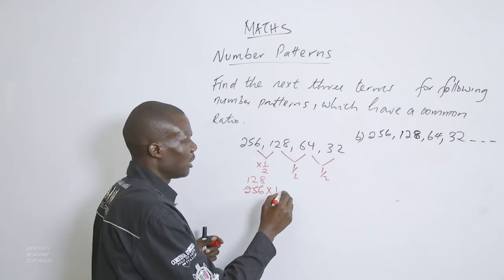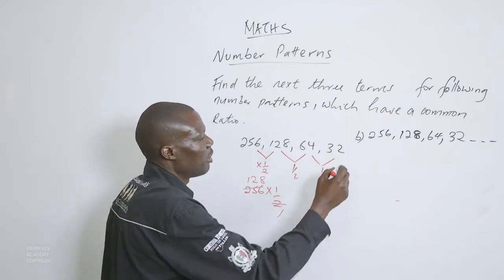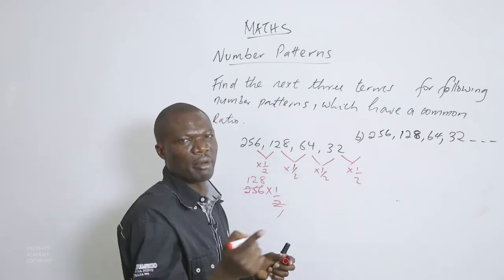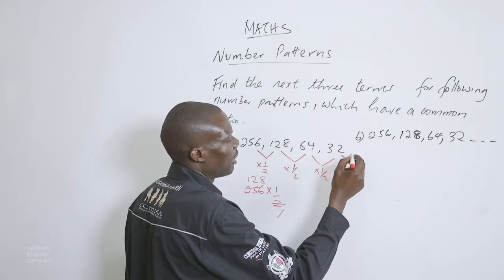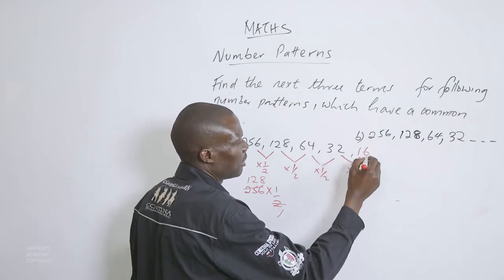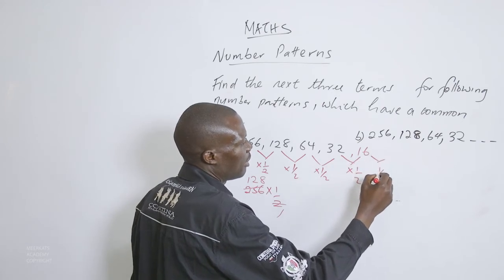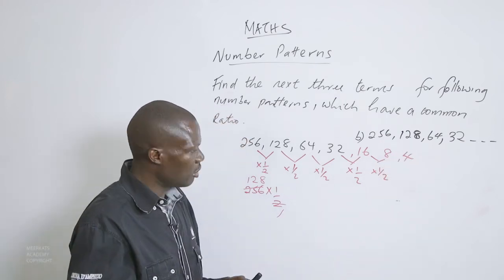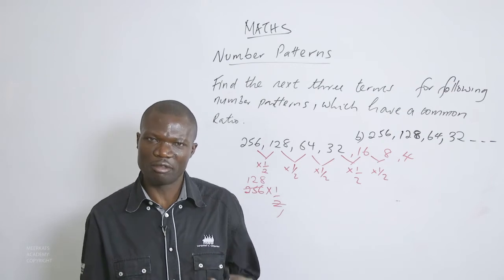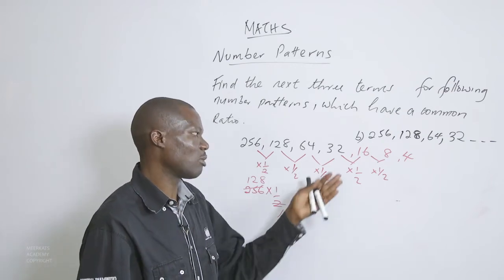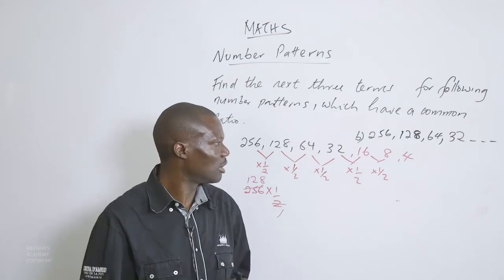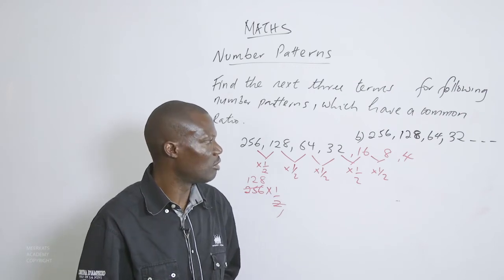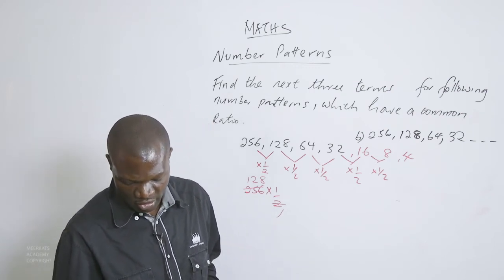So if that is the case, then for 32 to get the next term, we shall multiply it by 1 over 2. 32 multiplied by a half will give us 16, and then by a half again, it will give us 8, and then it will give us 4. So we are multiplying by half at any given interval. So the numbers required are 16, 8, and 4.